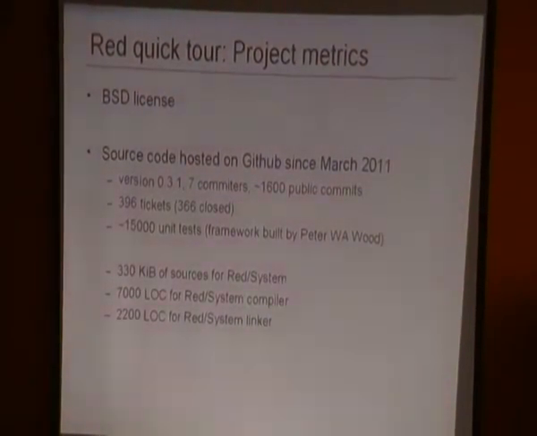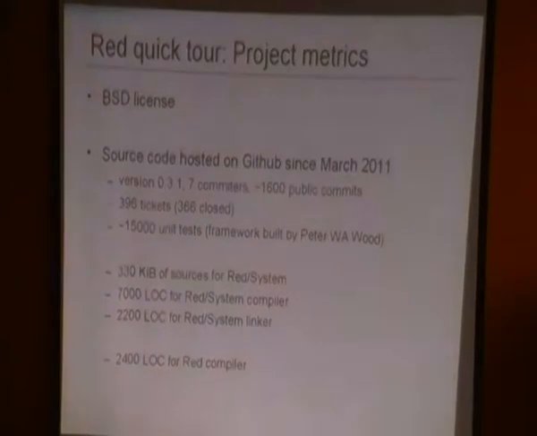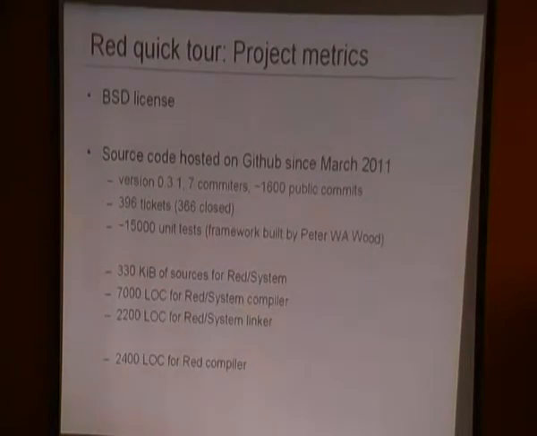For the record, the current Red interpreter is less than 300 lines of code. The current Red compiler is about 2,500 lines of code, so it makes it much smaller than the Red/System compiler. And the Red compiler is really a thin layer. That's what we wanted, a thin layer that just translates the Red code to Red/System code using the runtime library. In fact, the whole Red power lies in the runtime library, which is currently about 12,000 lines of code. That's where the real power comes from.